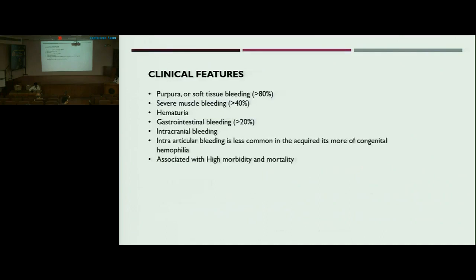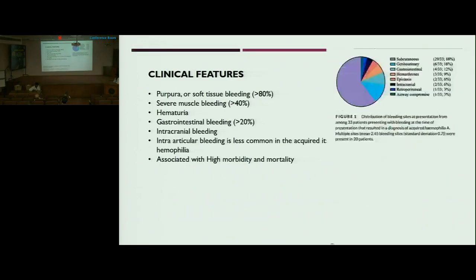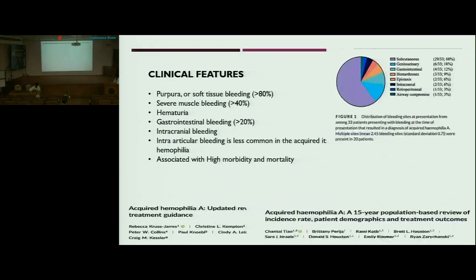The clinical features being purpuric soft tissue bleeding, which occurs in more than 80%, with severe muscle bleeding in more than 40%, and GI bleeding in more than 20%. Intra-articular bleed is less common. It's more of an acquired hemophilia.